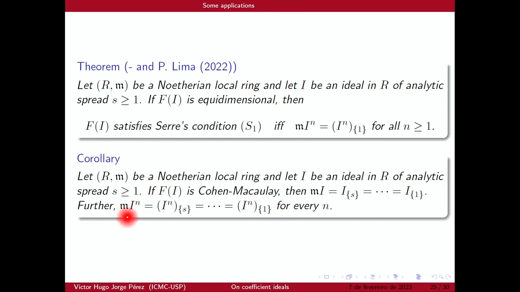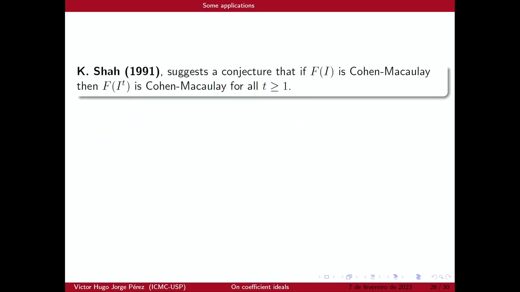Another application: consider a Noetherian local ring and an arbitrary ideal with analytic spread. If the fiber cone is Cohen-Macaulay, this implies the coefficient ideals of the fiber cone are equal. Further, this power is also equal for all n. This is a very nice application using the coefficient ideals of the fiber cone.